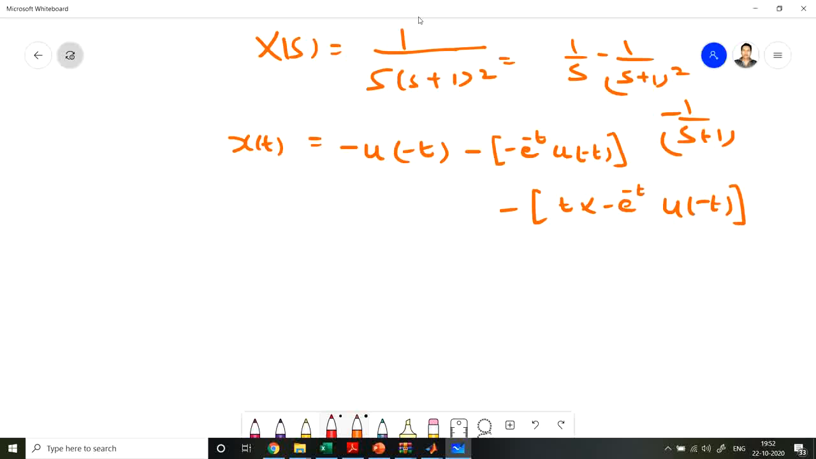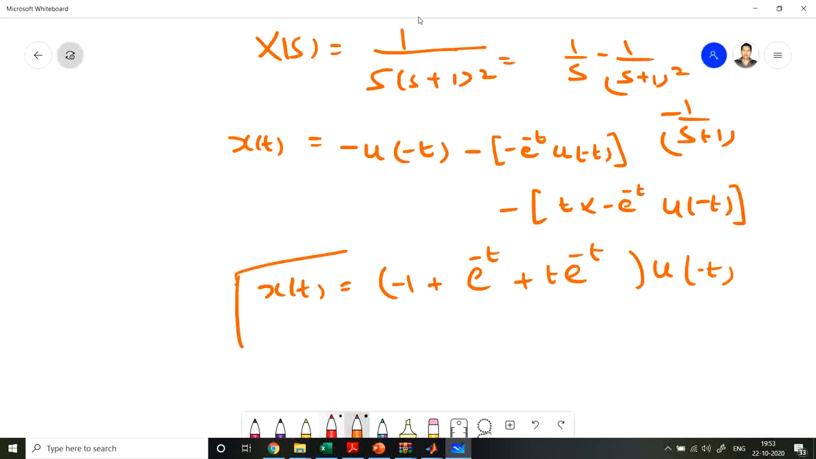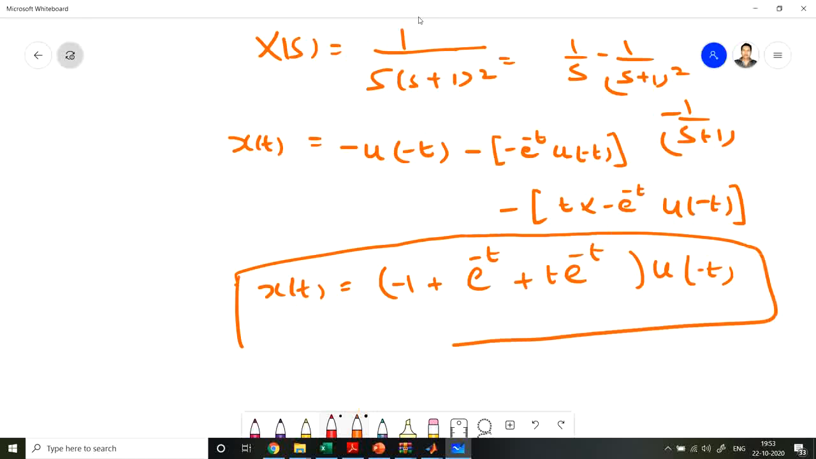So what is xt? Finally xt we are getting is minus 1 plus e raised to the power minus t plus t e raised to the power minus t, into u of minus t. So this is our xt.